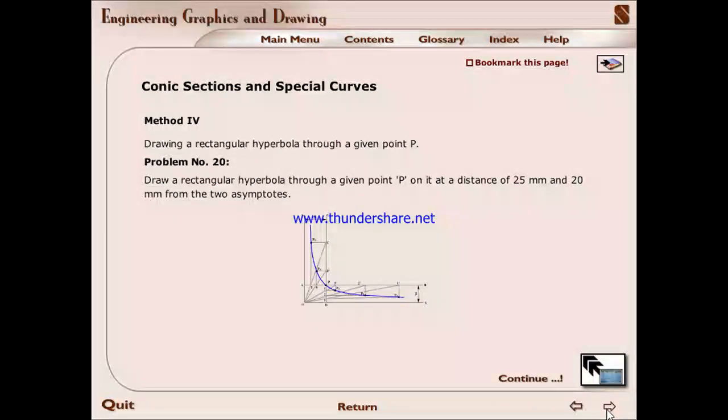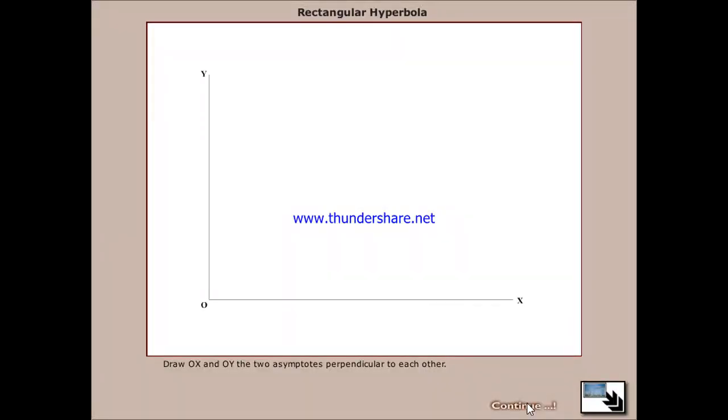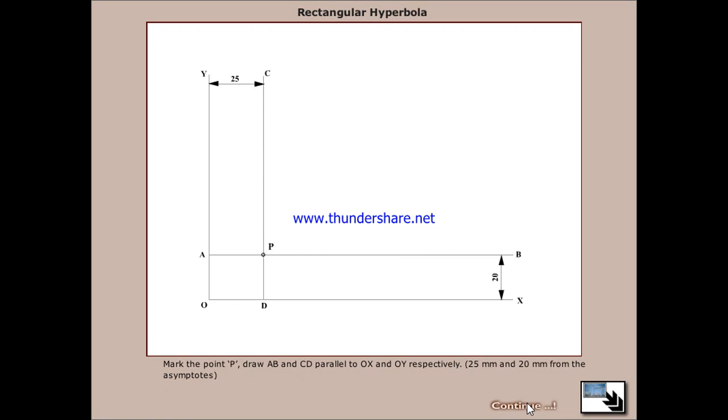Method 4. Draw a rectangular hyperbola through a given point P. Problem number 20. Draw a rectangular hyperbola through a given point P on it at a distance of 25 mm and 20 mm from the two asymptotes. Draw OX and OY, the two asymptotes perpendicular to each other. Mark the point P, draw AB and CD parallel to OX and OY respectively, 25 mm and 20 mm apart from the asymptotes.